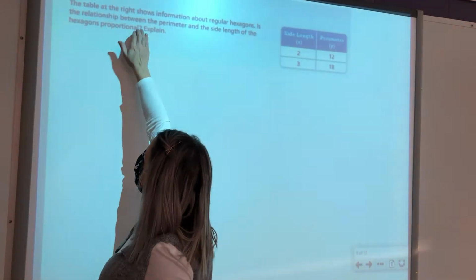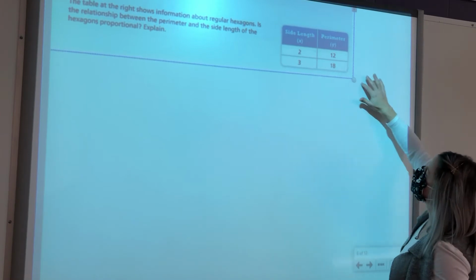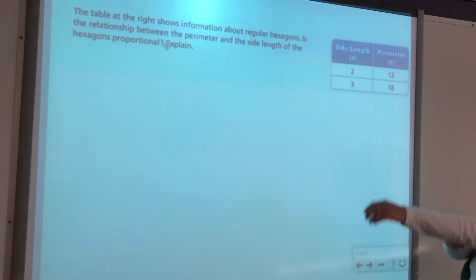So let's look at this one. This is our try it. The table at the right shows information about regular hexagons. How many sides is a hexagon? 6.